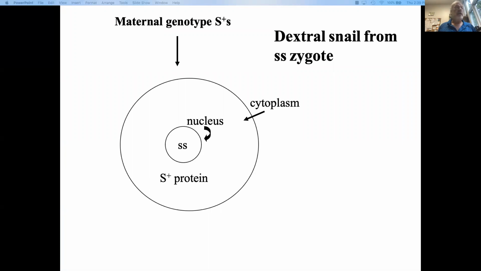Here is a dextral snail from an ss zygote. So the maternal parent was S+s, therefore she has S+ protein in the cytoplasm of her cells, and that's what's determining the phenotype, not the organism's genotype, which is little s, which would indicate that this coiling pattern should be sinistral or left-handed. But that S+ protein is left over from mom, and that's what controls the phenotype, the S+ protein in the egg or zygote cytoplasm, and not the genotype of the individual. And that's why this is called maternal effects.